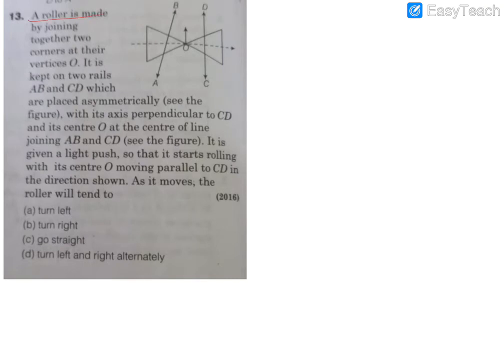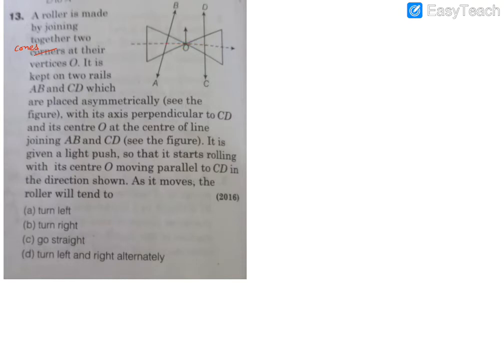It says a ruler is made by joining two cones together. So there has to be cones. So we are joining two cones together with their vertices, and this is kept on the two rails. So this is rail CD, this is rail EB, both are not parallel. Initially they are placed symmetrically. That means O is at the midpoint of this line joining these two.